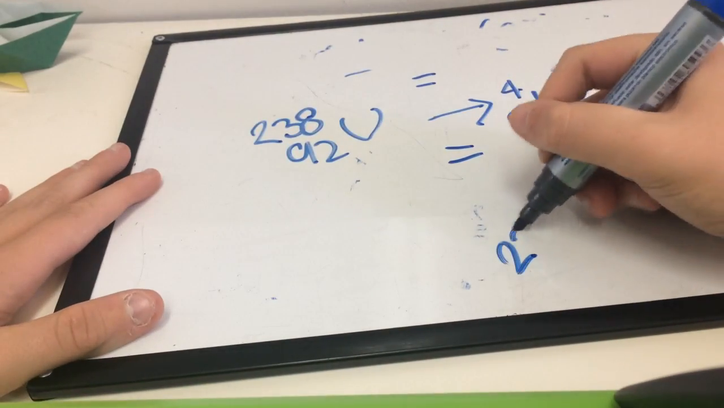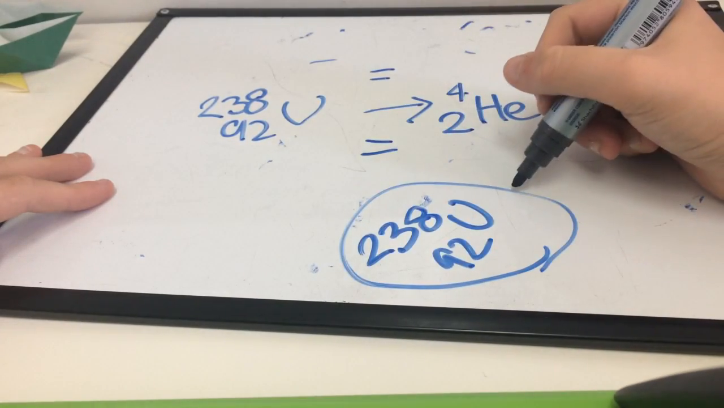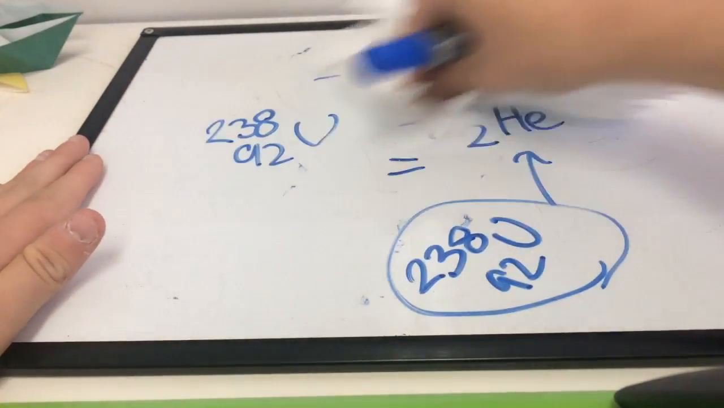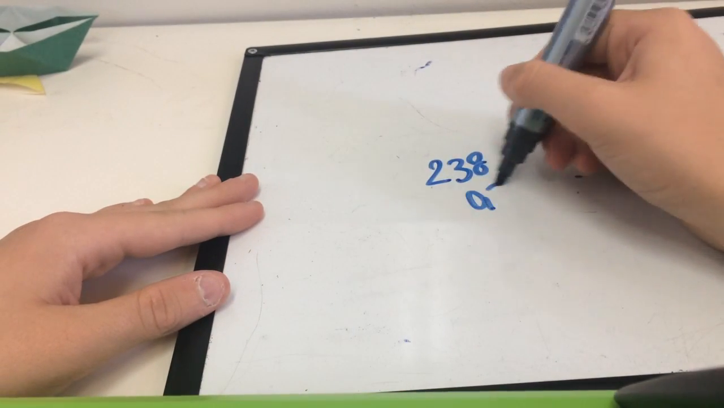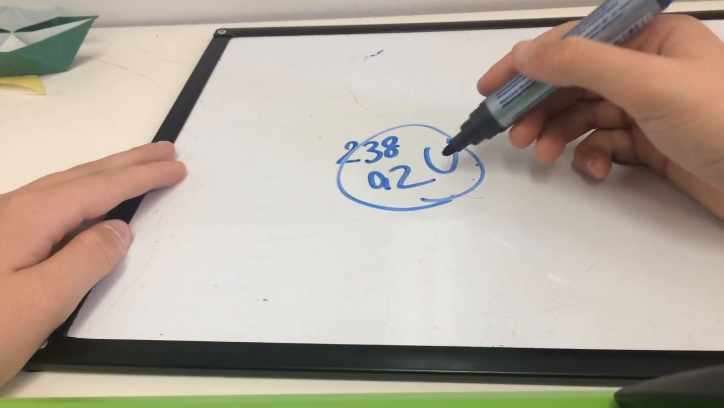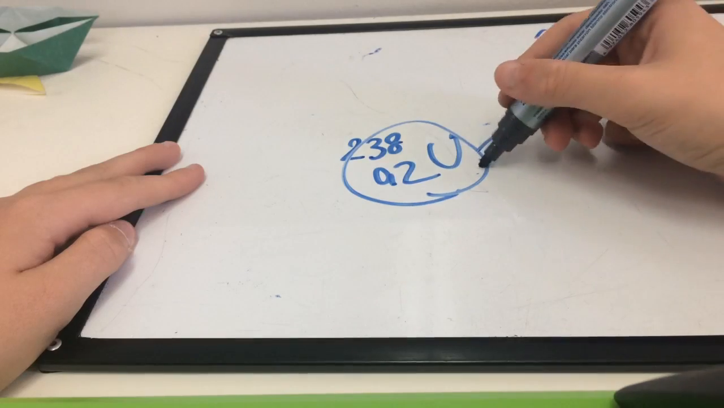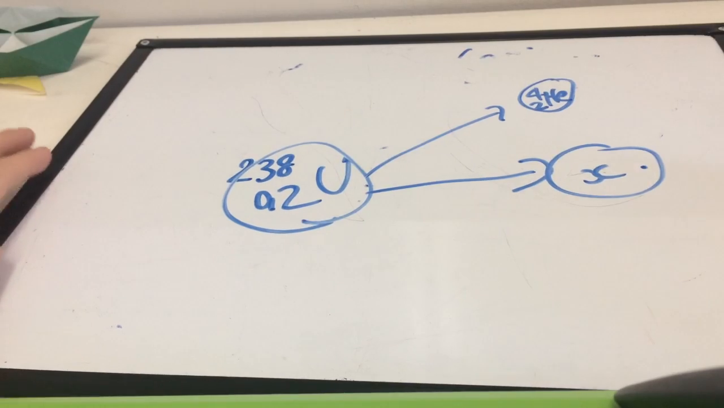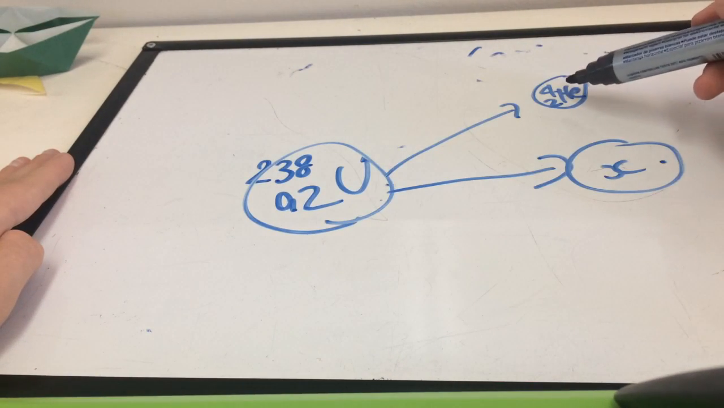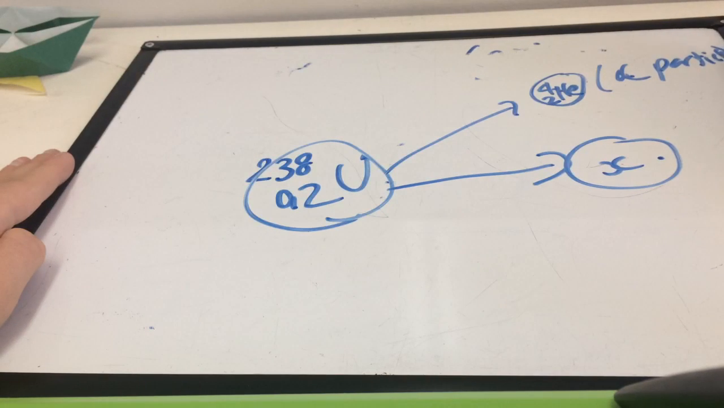I'm going to do a quick drawing here at the bottom, a visual representation of what we're experiencing. Uranium-238 emits the little alpha particle and then becomes a new element, which I'm just going to call X at the moment. This is essentially what radioactive decay is: an alpha particle leaves the nucleus to produce a new element.